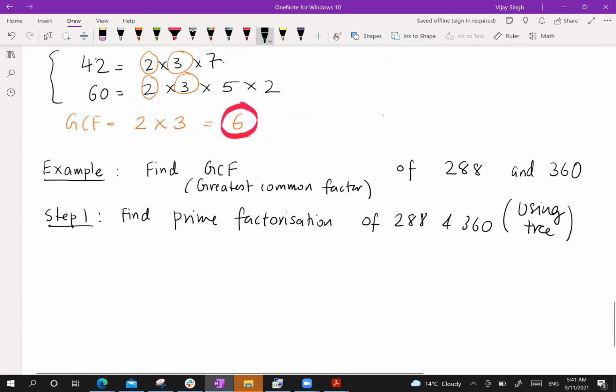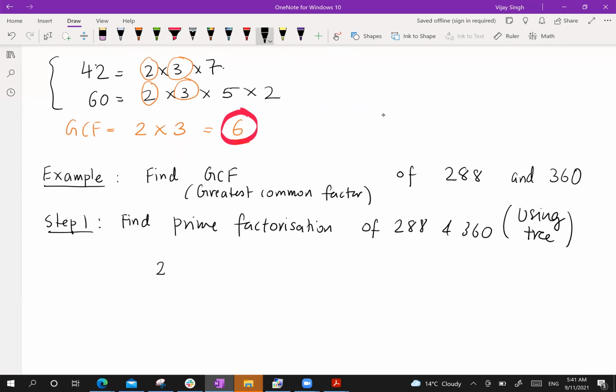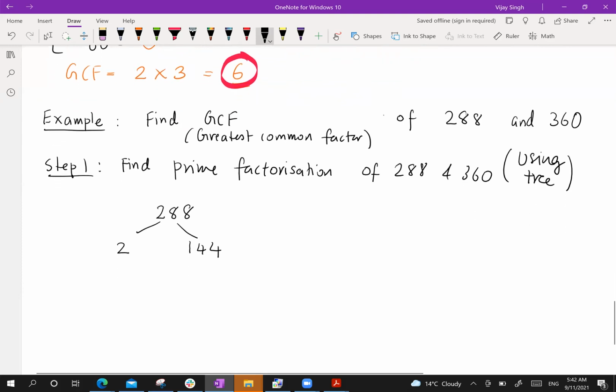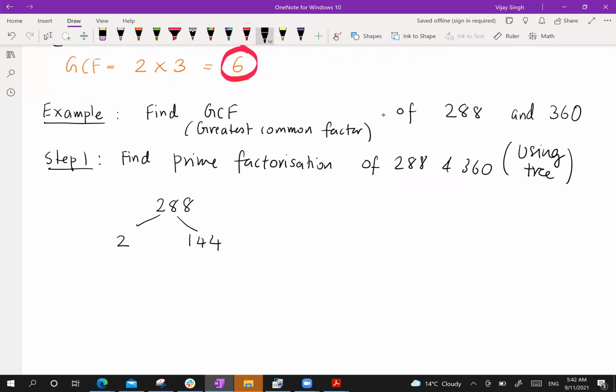All right, so let's see. Let's start with 288. How do we factorize this? Well, it's a big number. Notice that it's an even number, right? It's a multiple of 2. So I can write it as 2 times what remains. If I divide this by 2, I have 144. Now on this branch I will not do anything because it's already prime. Now 144 also is an even number. So I'm going to write it as 2 times half of 144, which is 72.